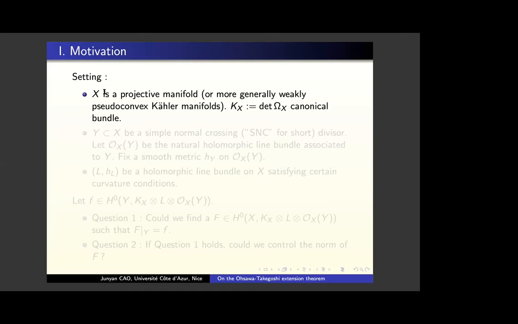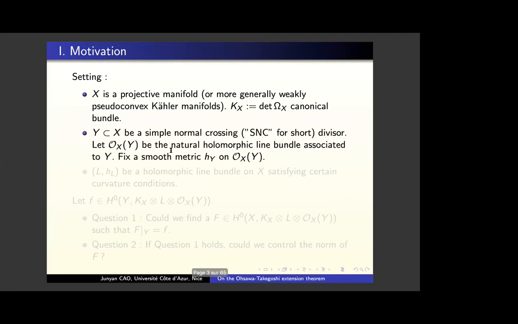In this talk, we always suppose that X is a projective manifold for simplicity, and K_X is the canonical bundle of X. I think most of our results can be generalized to the case when X is weakly pseudoconvex, but for simplicity, I just assume that X is projective. Now let Y be a simple normal crossing divisor in X, and let O_Y be the holomorphic line bundle associated to it.